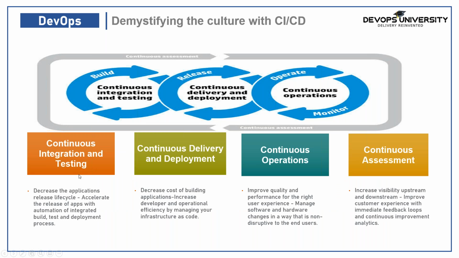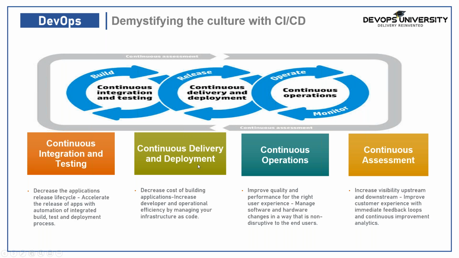So we have seen continuous integration testing, continuous delivery and deployment, continuous operation, and continuous assessment. Integration and testing decreases the application release lifecycle. When these things are automated, once the developer commits the code, it triggers the build, or it triggers the request that goes to some integration server. It performs all the activity, and within a minute, if anything goes wrong, it will send you back an email to fix it, else it will pass to the next phase. So basically, it decreases the application release lifecycle.